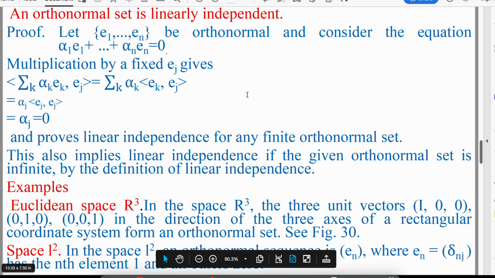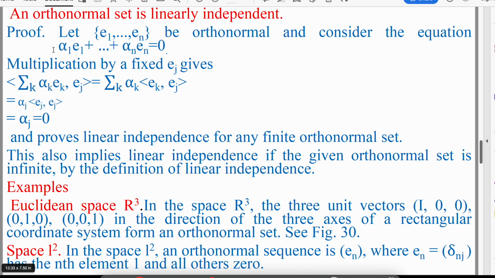An orthonormal set is a linearly independent set. If e1, e2, ..., en is an orthonormal set and we consider the equation alpha 1 e1 plus alpha 2 e2 plus alpha n en equal to 0, then we know that it is linearly dependent if at least one of the alphas is not equal to 0, and it is linearly independent if all the alphas are 0. Means alpha 1, alpha 2, alpha n are all 0, then we say that it is linearly independent.